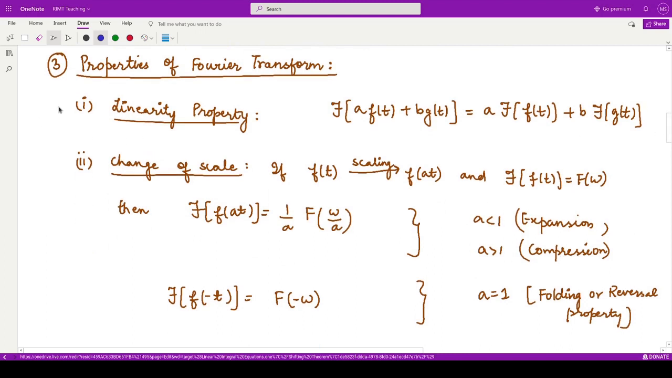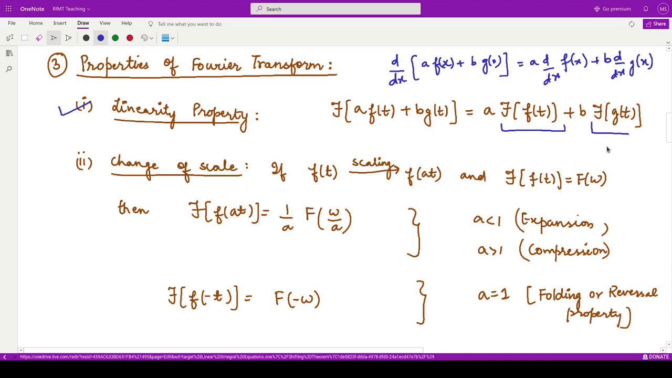Next, we saw several properties of Fourier transform. We saw the linearity property, which is similar to that of differentiation and integration: whenever we have to perform the derivative of some function, say a f of x plus b g of x, it is equivalent to a into the derivative of f of x plus b into the derivative of g of x, right? Parallel to this, we have the linearity property of the Fourier transform: the transform of a f of t plus b g of t is equivalent to a times the Fourier transform of f of t plus b times the Fourier transform of g of t, right?